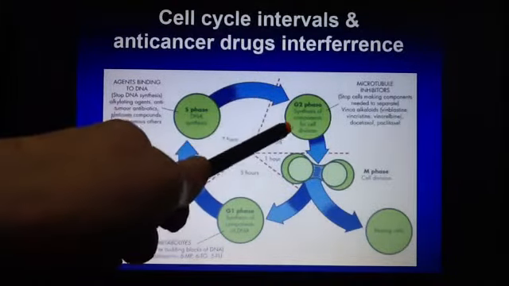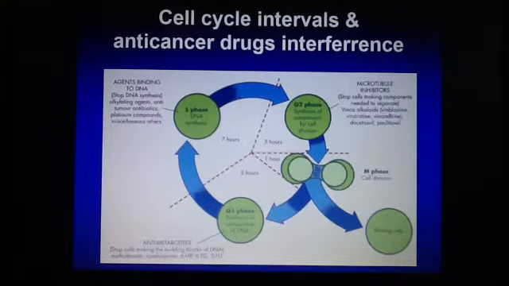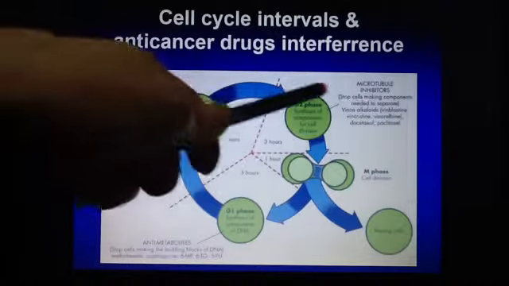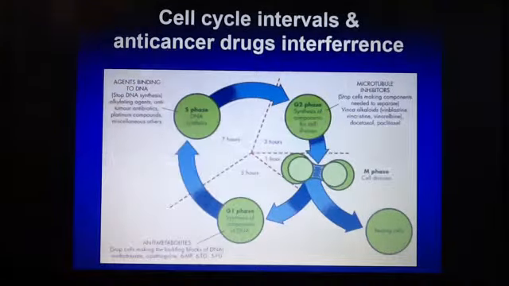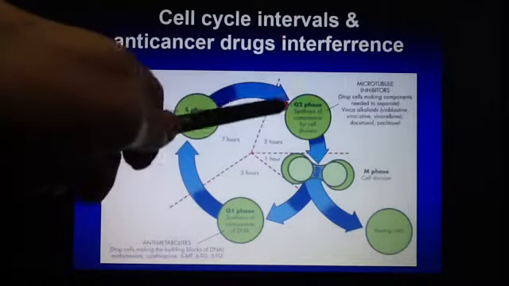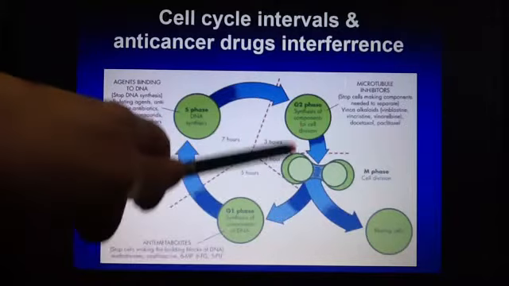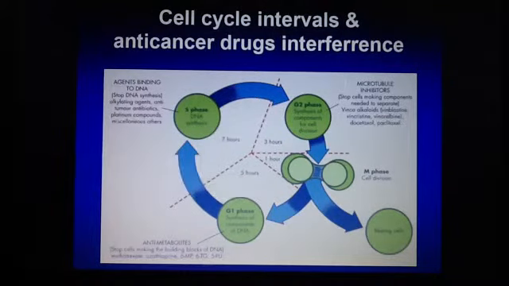Then in the G2 phase, the synthesis of components for cell division, we have the microtubule inhibitors. These are stopping the cells from making components needed to separate. So the vinca alkaloids such as vinblastine, vincristine, vinorelbine, and docetaxel and paclitaxel. These are working in the G2 phase. So try to remember these. These are really important.